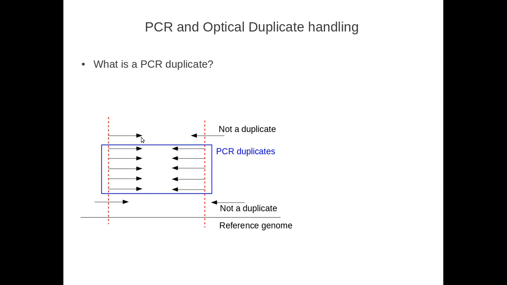But just to point out here that this cannot be a PCR duplicate anyway, because this pair of reads, while the left end maps to the same position as this problematic set of reads, the right end of the pair does not, and so therefore can't come from the same original fragment. Same for this pair of reads here.